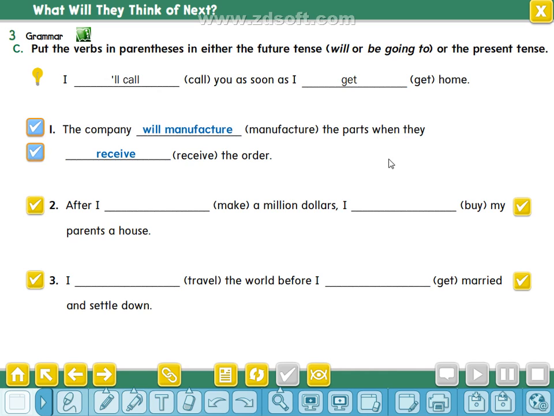Receive, okay, because they receive. After I make, okay, I make. Present simple, first form of the verb. I will buy, or I am going to buy. Okay, anyone? I am going to buy my parents a house. I traveled the world before I get married. Here we have before. Before is followed by the present simple and preceded by the future with will or be going to. So we can say that I am going to travel, or I will travel the world before I get married and settle down.